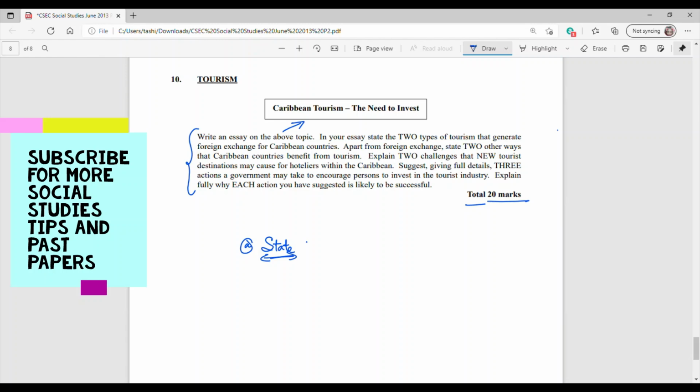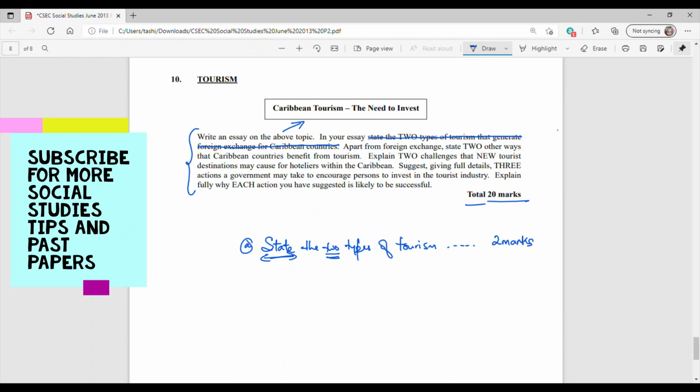So state the 2 types of tourism that generate foreign exchange in Caribbean countries. So that would have been your first question, and they are asking you to state 2 of them. So if I am marking this paper, then it would have been 2 marks. We're going to add up the marks after to see what we come up with. So this one here, state the 2 types of tourism that generate foreign exchange. That would have been your first part of your essay.